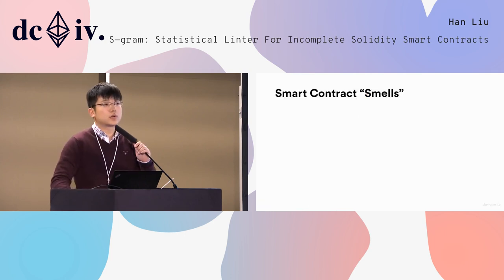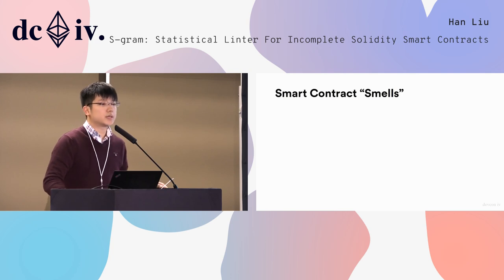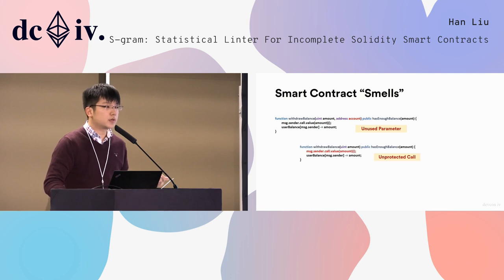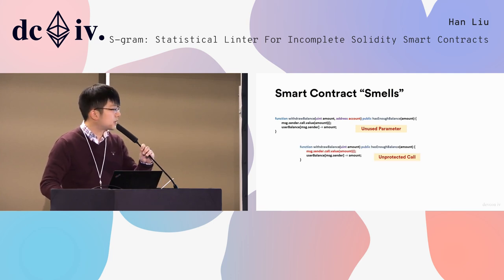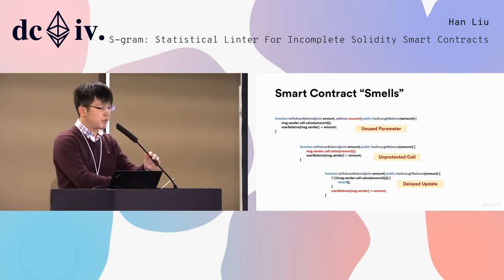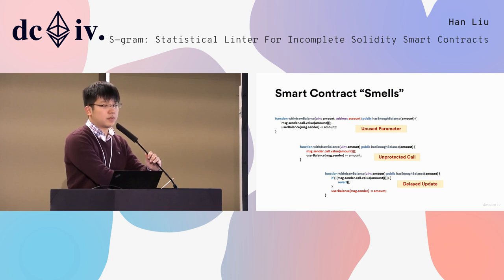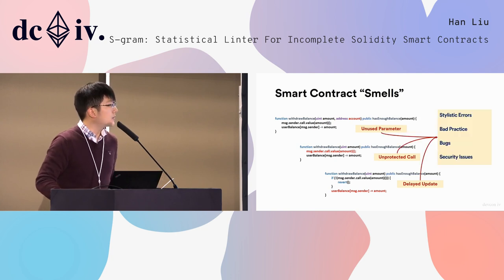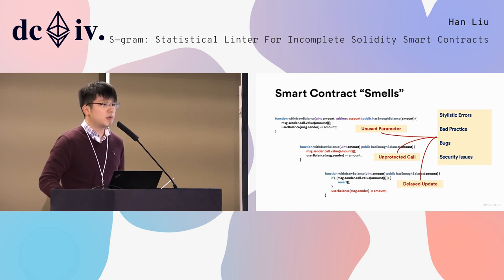As with normal computer programs, smart contracts can have smells, such as unused function parameters or unprotected message calls, and maybe a delayed update, which is vulnerable to a reentrancy attack. These smells are not necessarily causing any catastrophes, but they are something you want to avoid in your smart contracts because they can be stylistic errors, or they may not follow best practice. Some of them are bugs and even security issues.